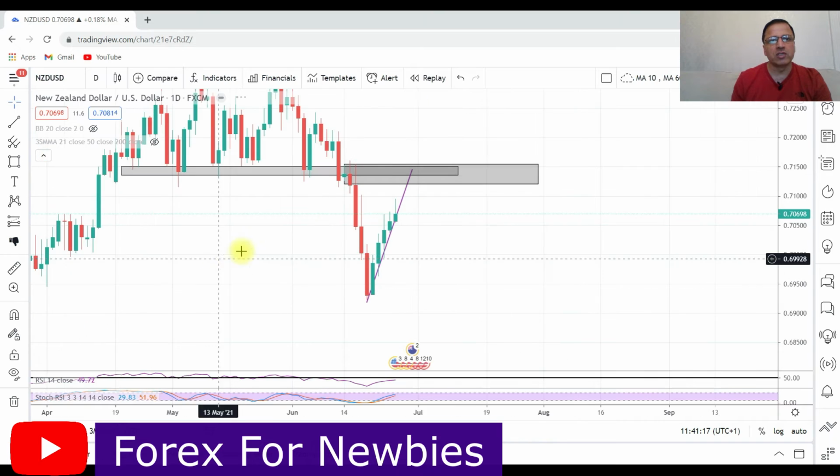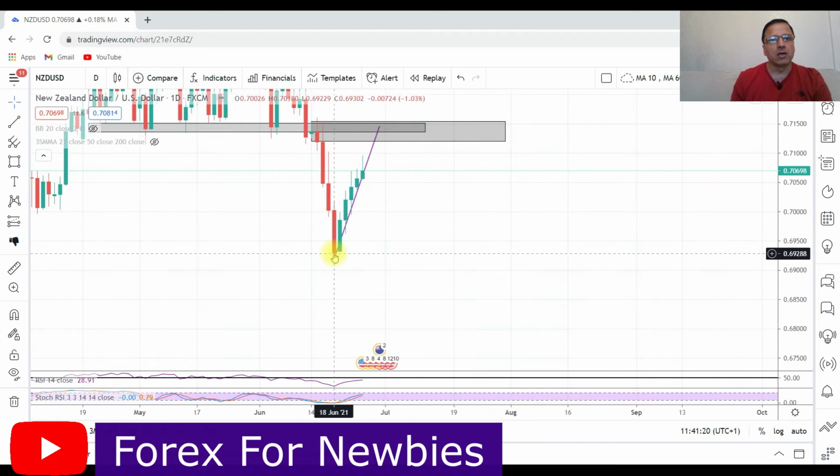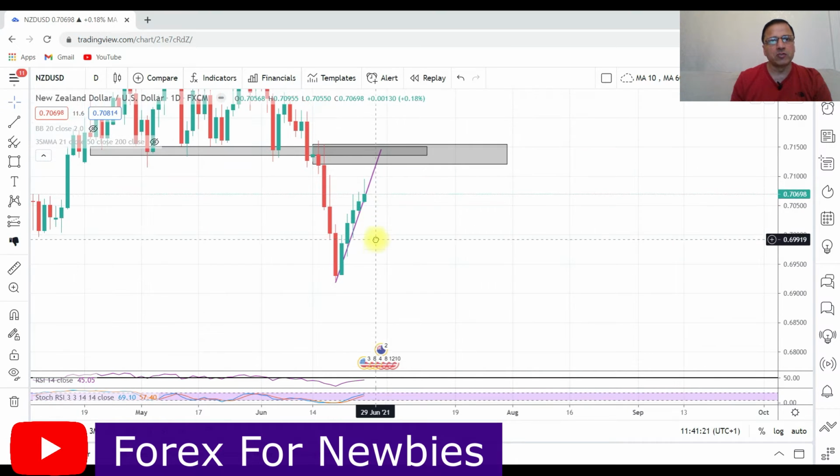So what you can do is monitor this pair on lower time frames, and if it rejects this level again and breaks this 4-hour trend line, then there are chances that it will come down to these levels again. So your stop loss will be somewhere around this side, and TP will be around this area.